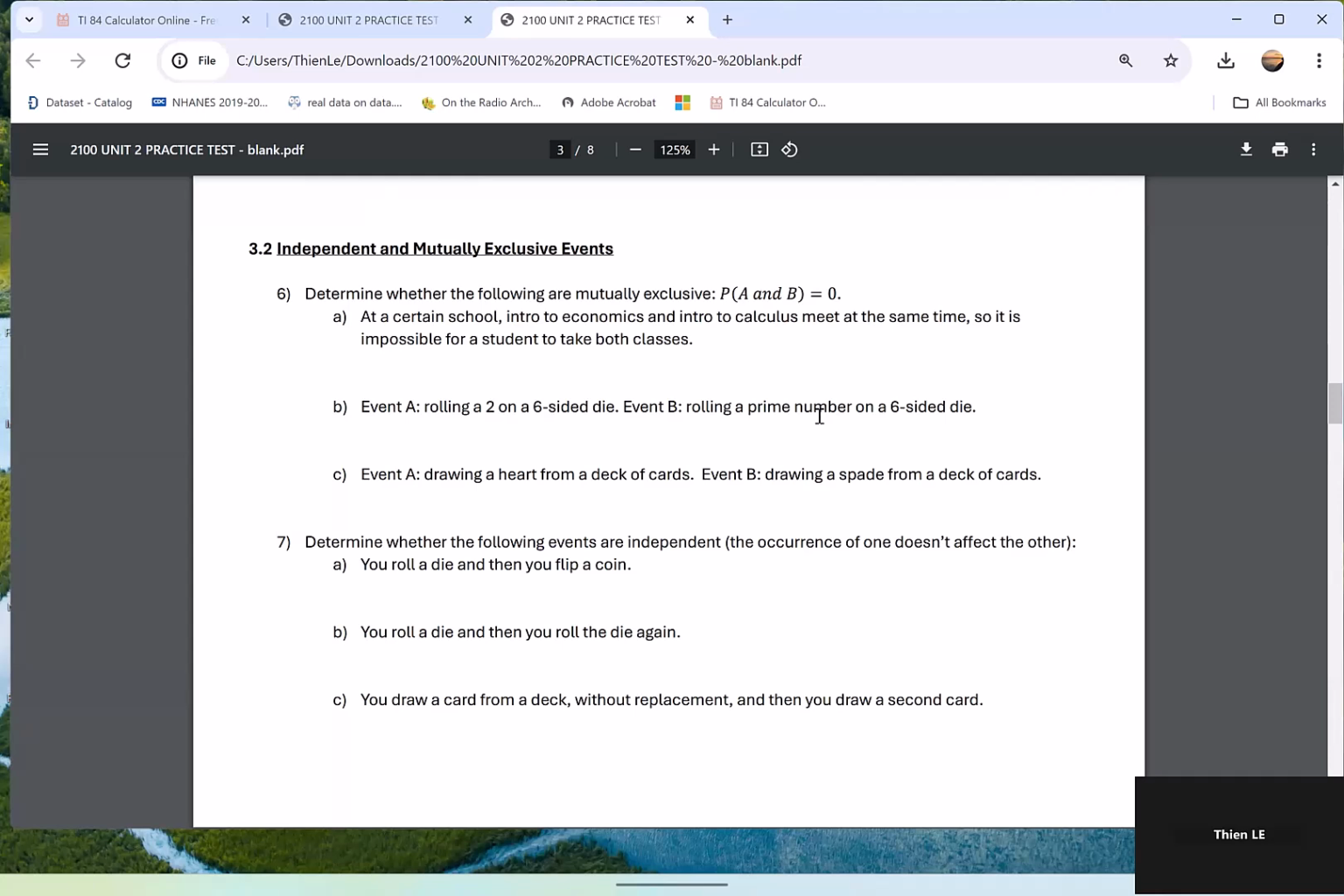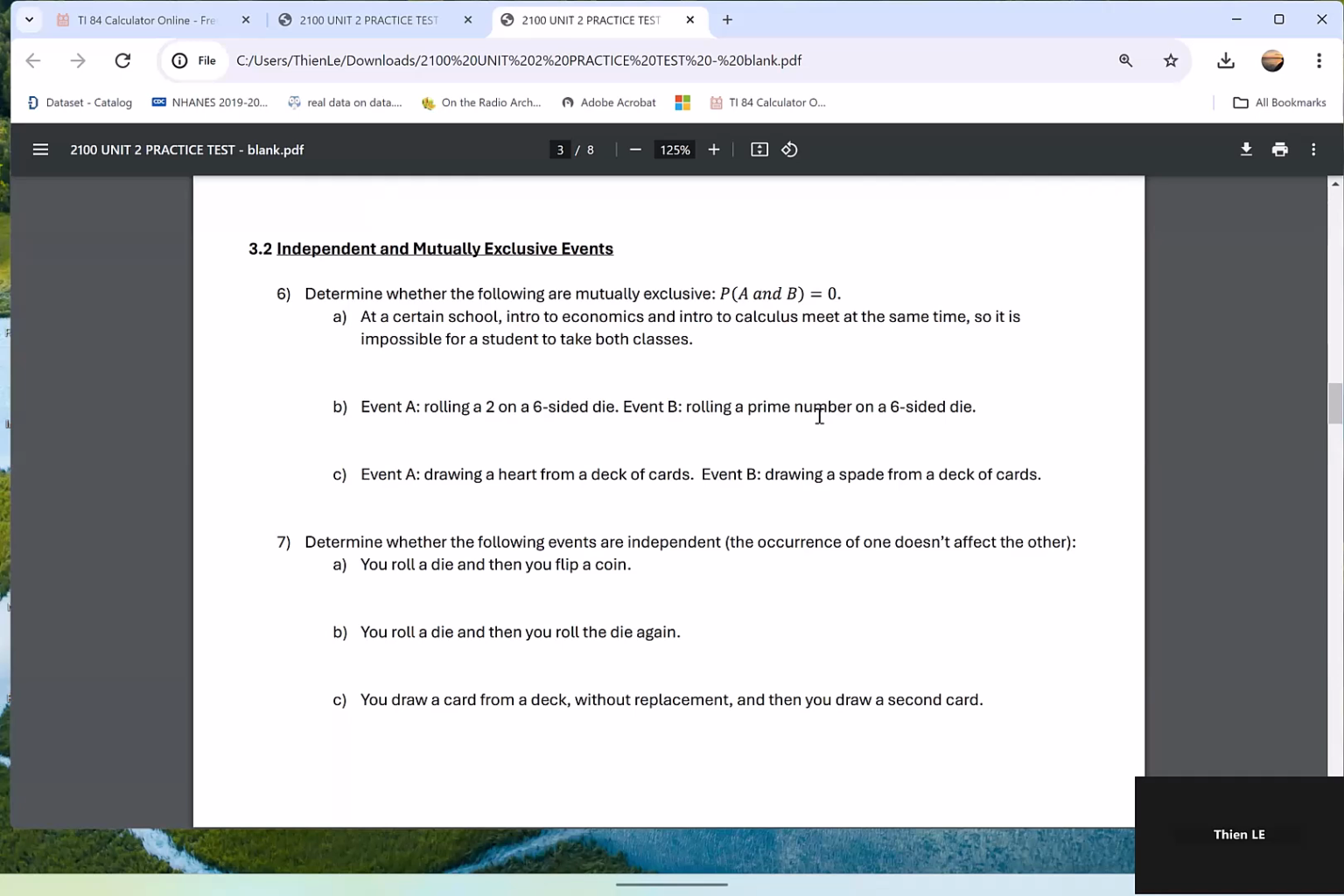For this school, A and B will be mutually exclusive, right? Because they meet at the same time. So basically it's impossible for a student to take both classes, right? Because of the time conflict, they won't be able to attend both classes, and also how can they do the test, right?